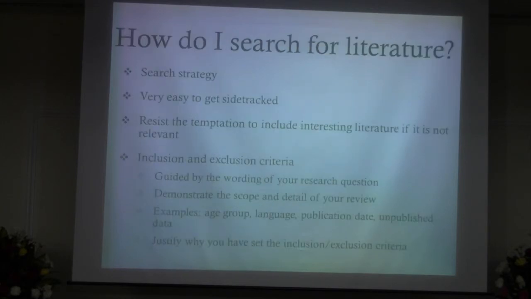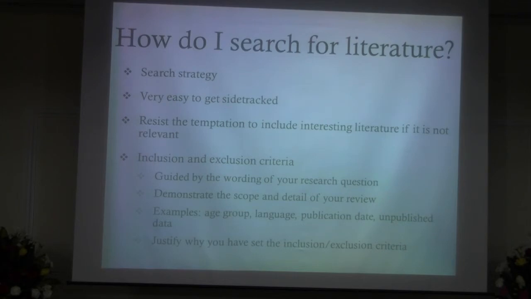So how do I do a search? How do I search for the literature? Well, first you have to have a strategy on what you want to search for, and be careful not to be sidetracked. You're talking about one topic, all of a sudden you have all this literature talking about a related topic, and you find yourself sidetracked. So don't get sidetracked. And resist the temptation: oh, I have to include this study, it's a randomized controlled trial, but it has nothing to do with your question. You just want to use it because it will make your review stronger. Resist that temptation. Stick to your focused question.